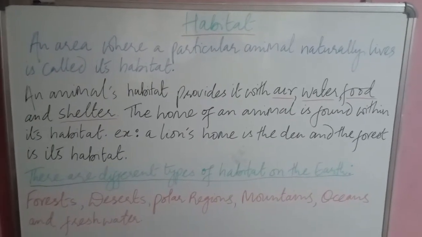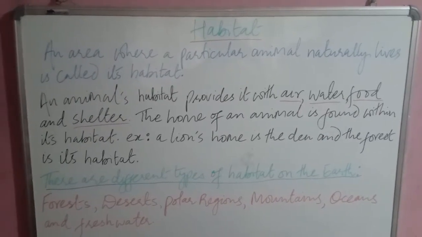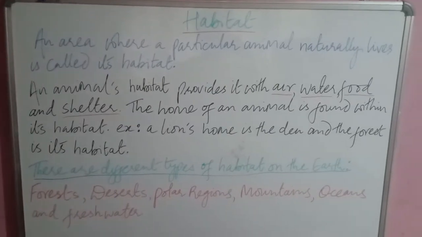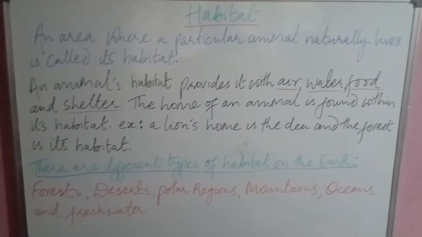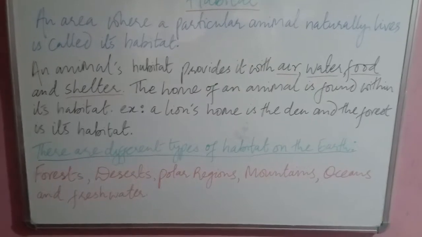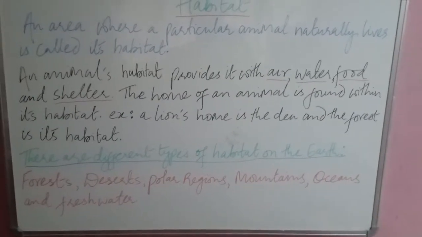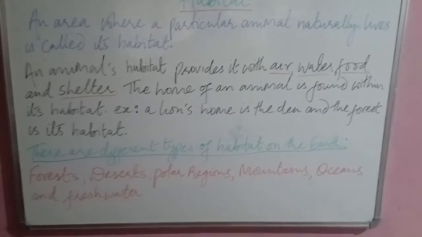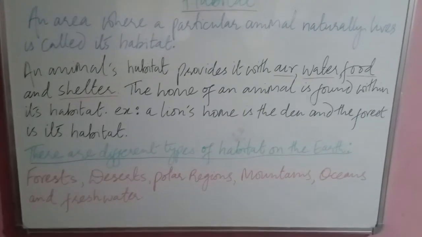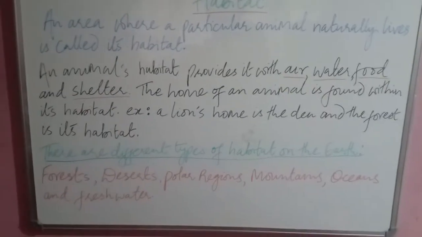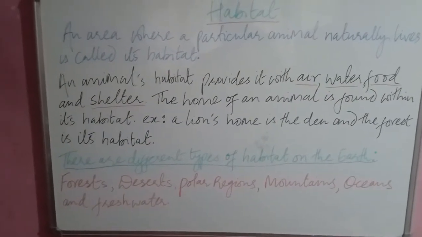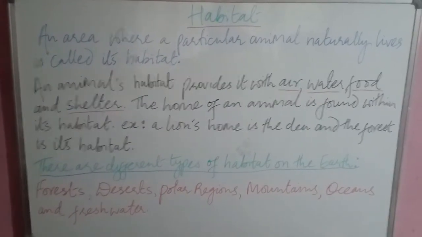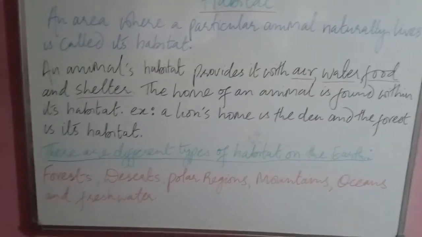So for example, a lion's home is a den and the forest is its habitat. So the lion lives in a den, but the forest is its habitat because the air, water, food, and shelter he gets from the forest only. So that's why the habitat is the area of a particular animal, where that animal naturally lives.